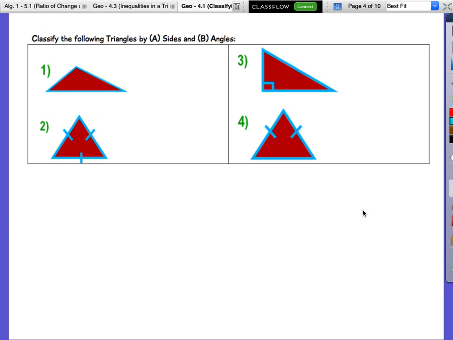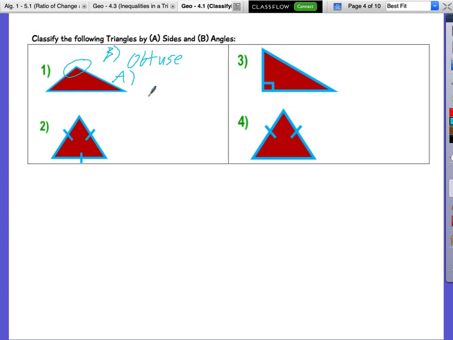Kylie, what kind of triangle did you say that you think this was? Obtuse. Okay, why do you say obtuse? Okay, so these two at the bottom are acute, and this one at the top is in fact an obtuse angle. So it's an obtuse triangle because it has an obtuse angle. It's obtuse by the angles, so that would be the B part, classifying it by the angles.